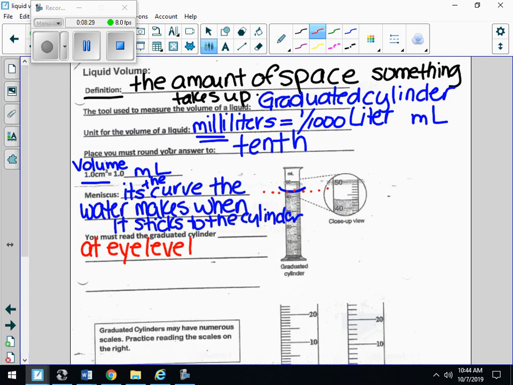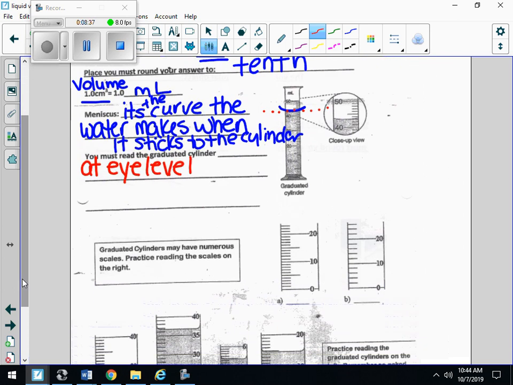If they say put a cup of sugar in it and you didn't measure it at eye level, you might have too little sugar or too much. The biggest problem, sugar is not going to be that much of a difference, but if they say baking soda or baking powder, that will mess up your cake. At eye level and at the bottom of the meniscus.